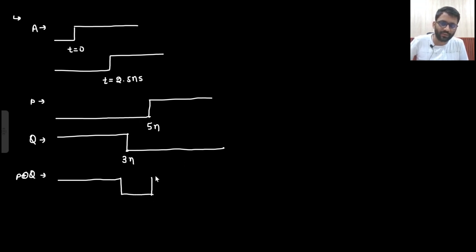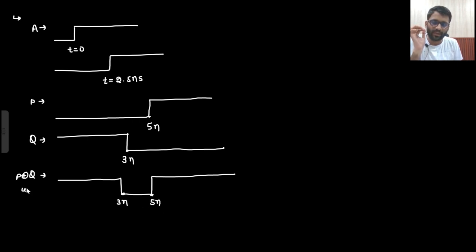And then 1 XOR 0, I will get 1 only. Right? And this window is 3 nanosecond. This window is 5 nanosecond. But this is without delay.